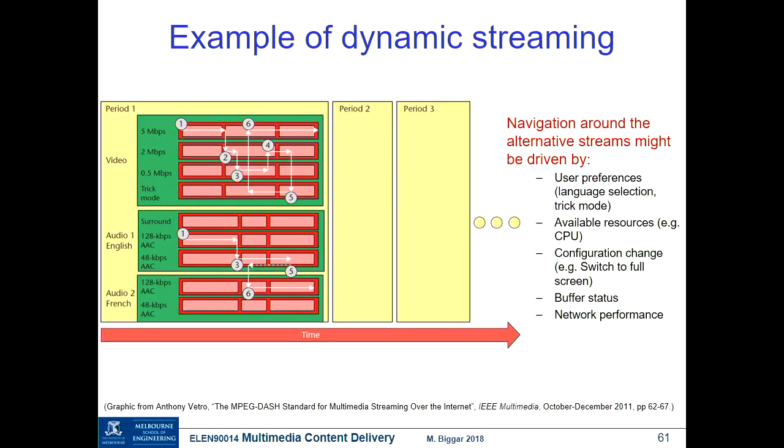So if we're watching video in a window on our PC, then maybe a low rate is adequate, lower quality is adequate. Then we switch to full screen, so we jump from the 2 megabit per second to the 5 megabit per second version. The buffer status, as I mentioned before: if the buffer starts to empty, then we think, okay, maybe we better switch to a lower bit rate because we get more play out time per byte received. And if the network becomes congested, then we can adapt to it.